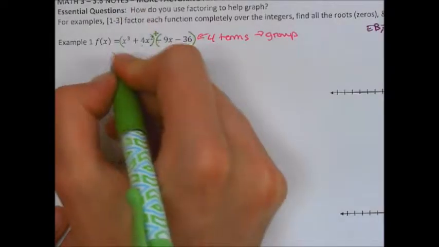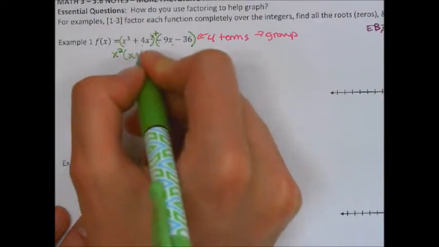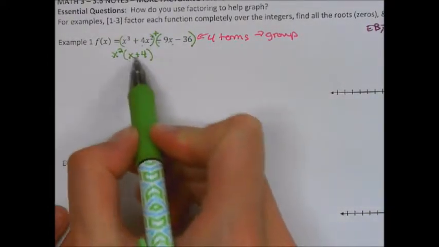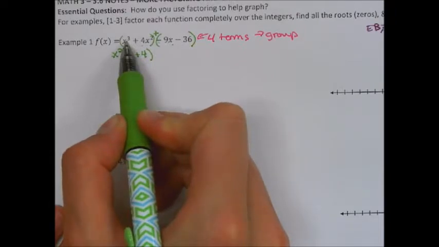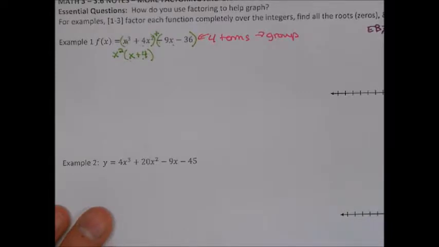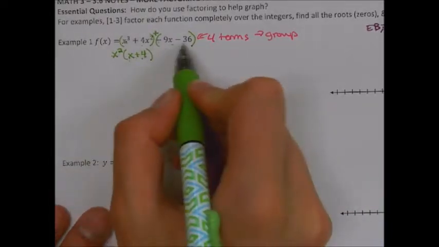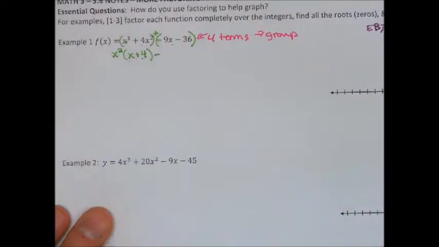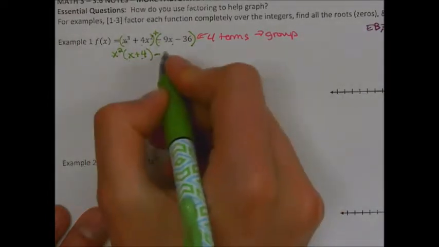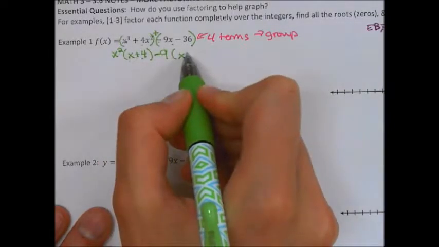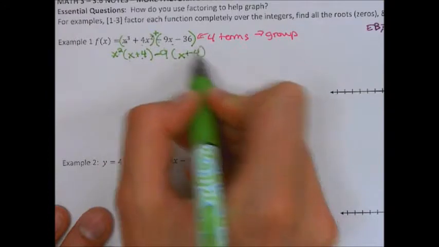Here, my GCF is x squared. And then I'm going to have an x, because x squared times x is x to the third. And then a 4. X squared times 4 is 4x squared. Let's look at our next chunk. Remember, when this number is negative, we're going to have a negative. Here, 9 and 36, that's going to be a 9. It's going to be an x. Negative 9 times positive 4 gives me negative 36.